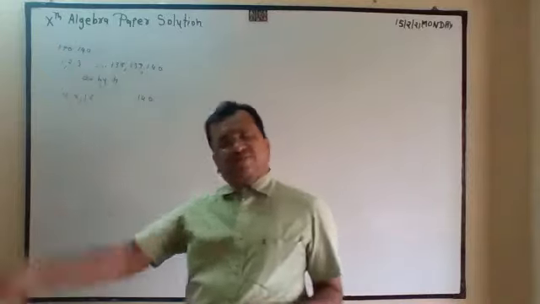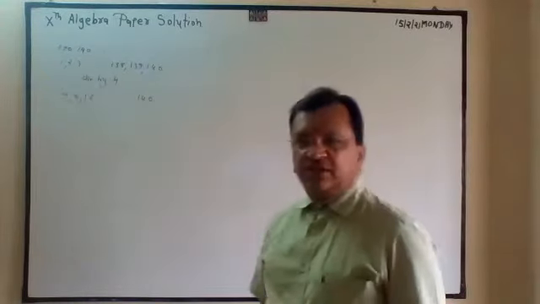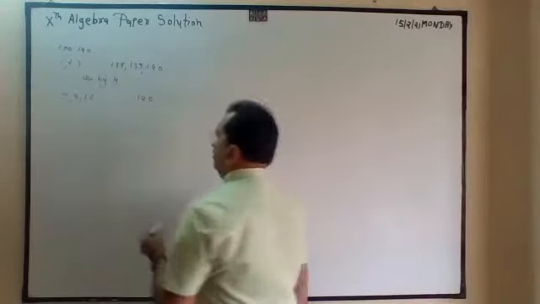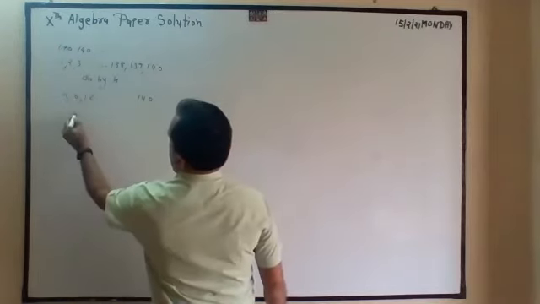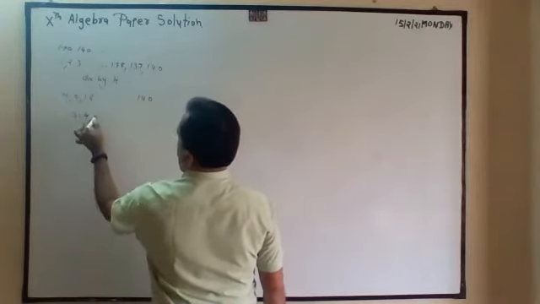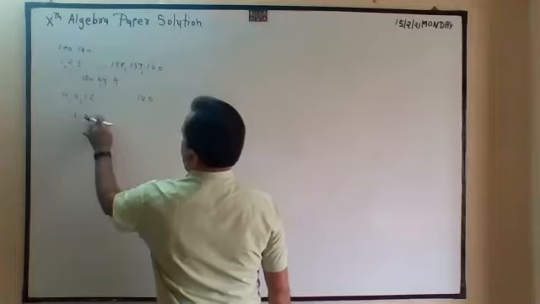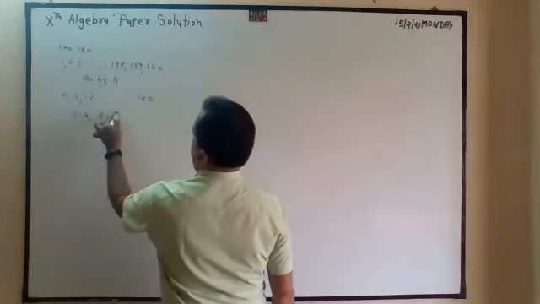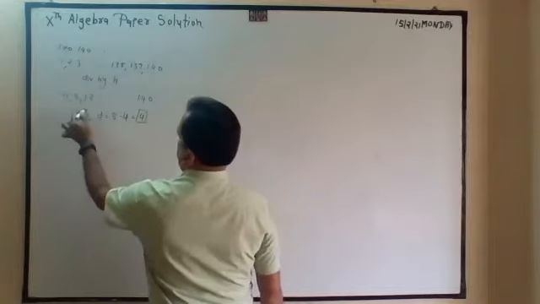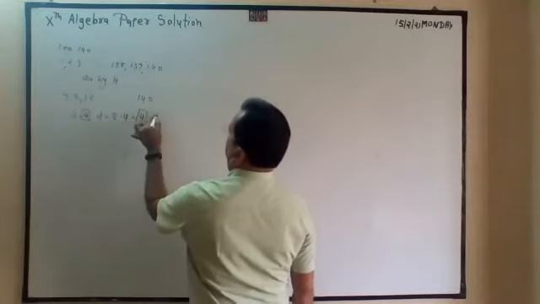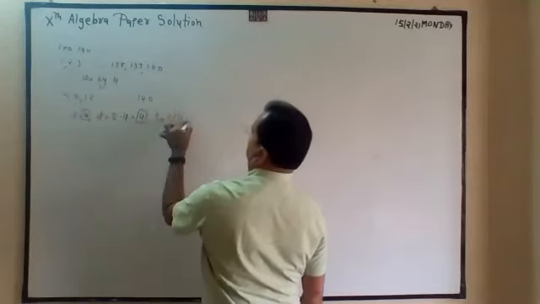Now first of all we will find out how many terms, then we will find out Sn. So a is equal to 4, difference, and last term, that is 140.